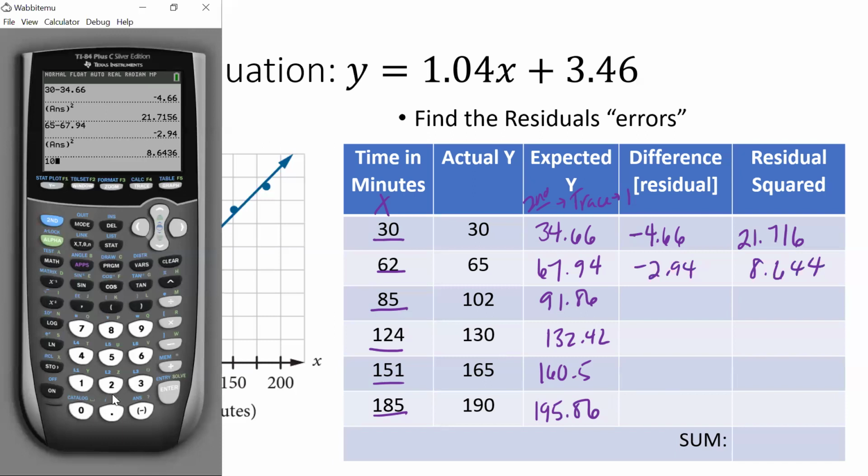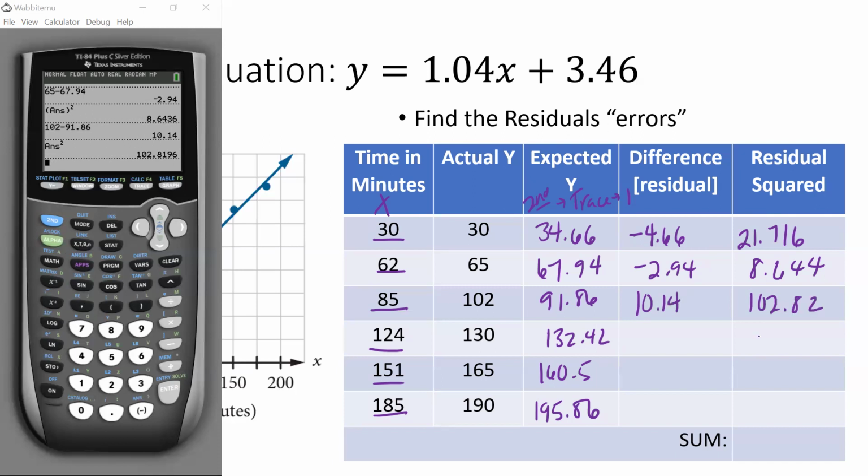So we have one. I'm going to do it again. 102 minus 91 and 86 hundredths. And then do I have to put this one in parentheses? No, because it is not negative. So second answer. And I'm going to square it. And there's my square. So we have 10 and 14 hundredths and 102.82.